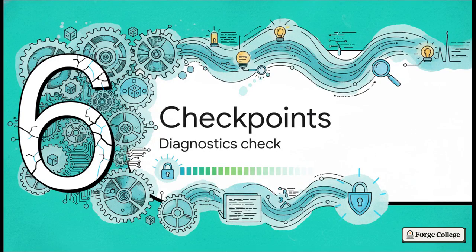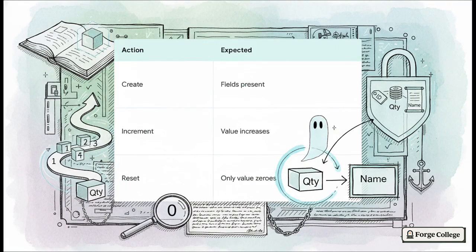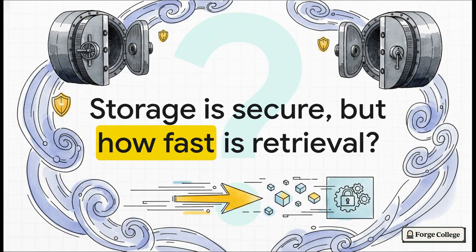Finally, Section 6, Checkpoints. Time for a diagnostics check. So, the crucial point is we need to prove that our mechanical fixes actually hold up under pressure, right? Let's look at our debug report. When we run our tests, the before and after behavior should match these exact expected states. If we create and read an item, the ID, quantity, and name absolutely must all be present. When we increment the quantity, that quantity must increase persistently, so no more memory traps. And when we run our reset item function, only the quantity zeroes out while the name stays completely intact. You've got to rigidly review these state tests to guarantee no data is ever lost. It is absolutely crucial.